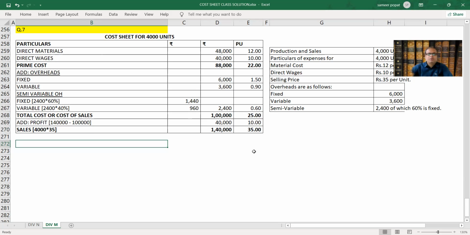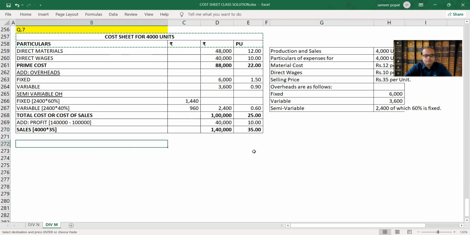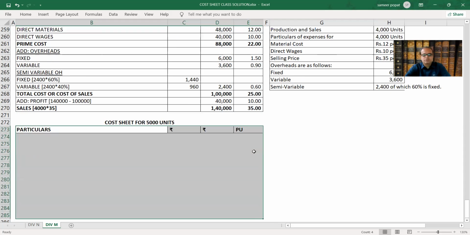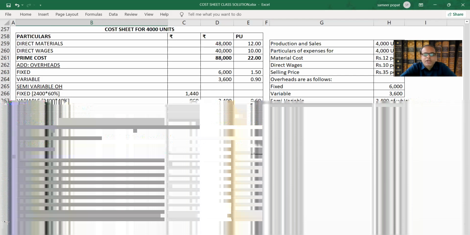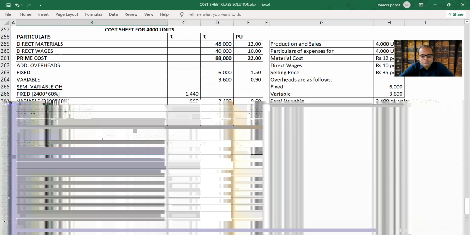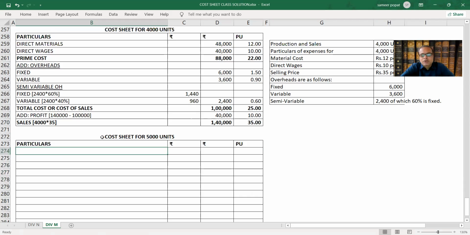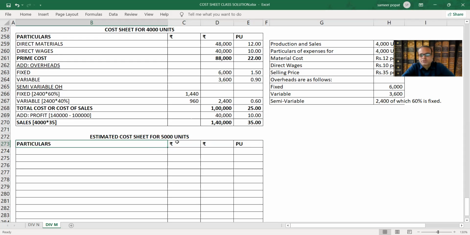Now, we need to prepare cost sheet for 5,000 units. That is required in the sum. We need to prepare a tender sheet for 5,000 units. And this kind of cost sheet is technically known as estimated cost sheet. We are estimating the cost for 5,000 units.